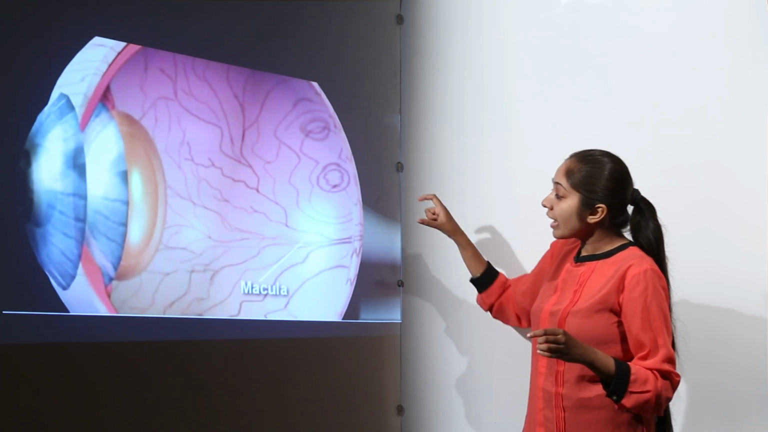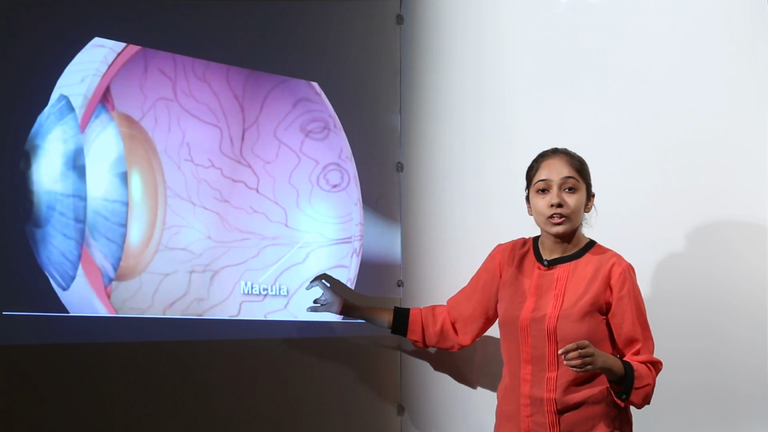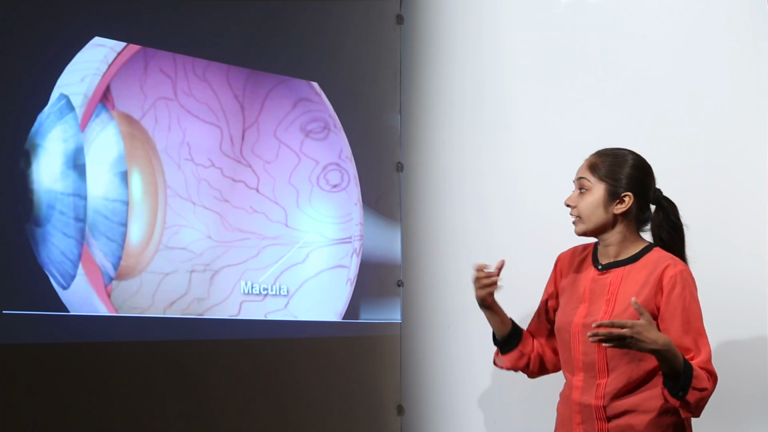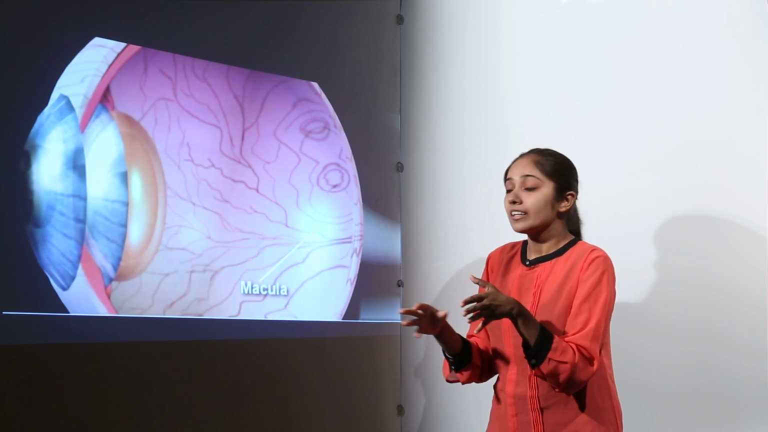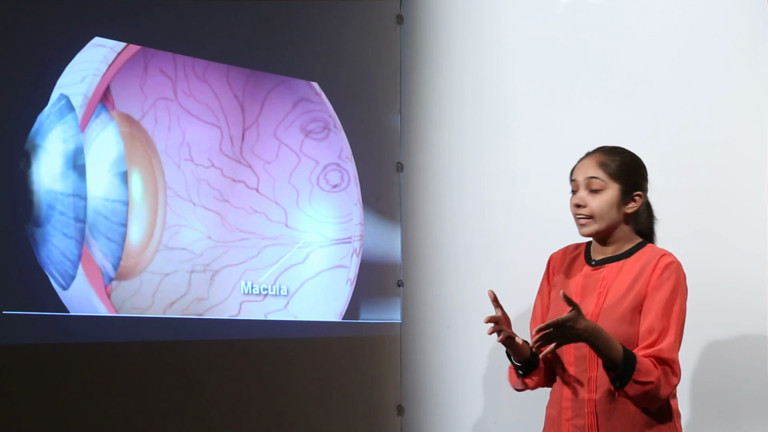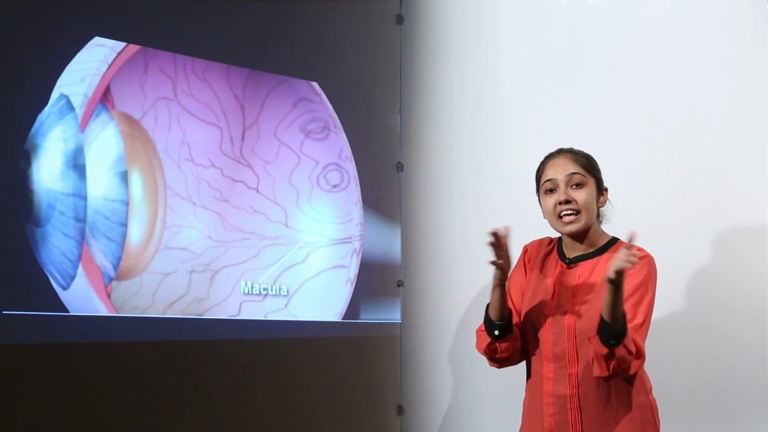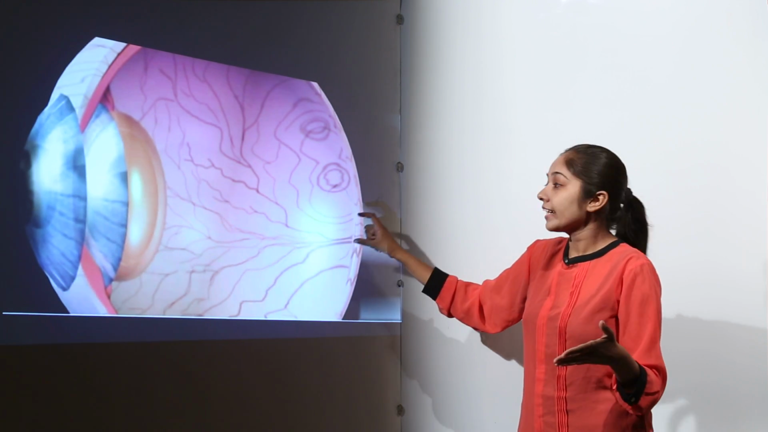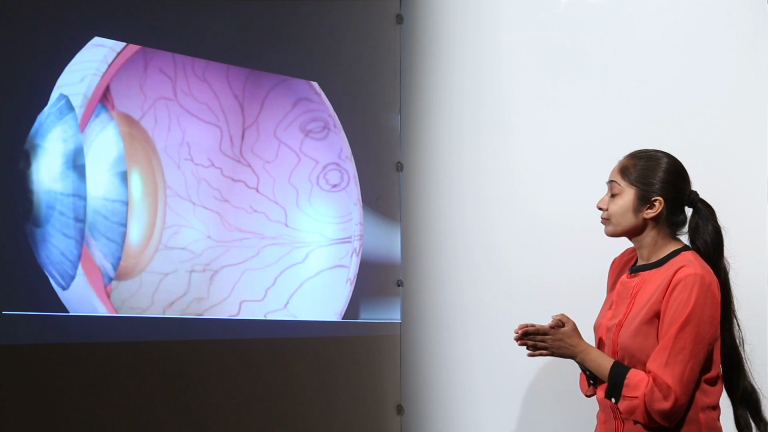As you can see, we have a yellow spot which we call the macula. This region is the brightest area, because the brightest vision of your eye is because of the macula. It helps in side vision also. This macula, also known as the yellow spot, helps in side vision also.